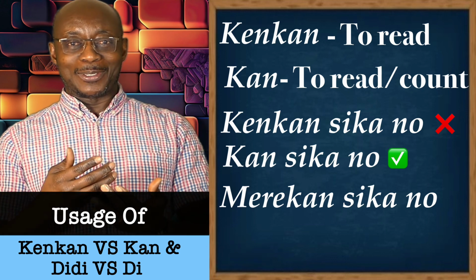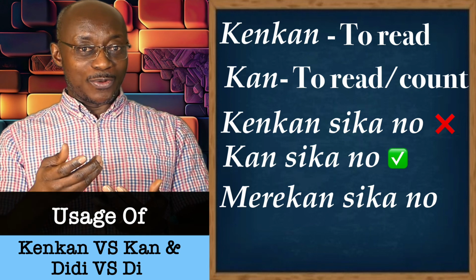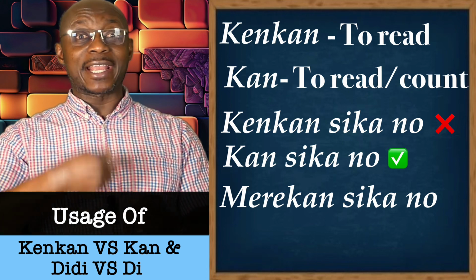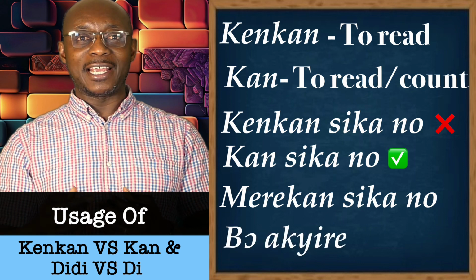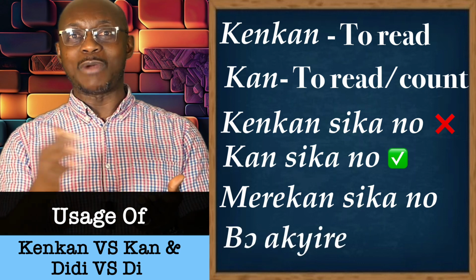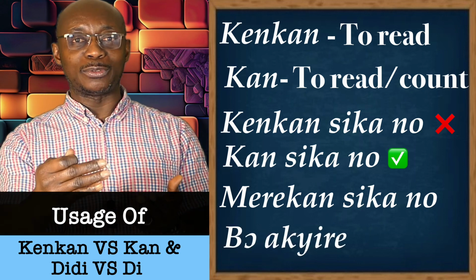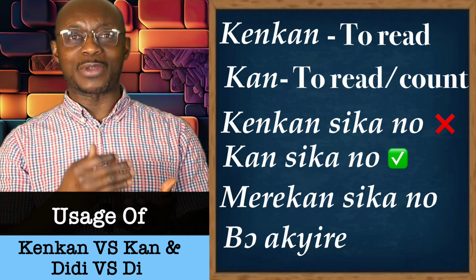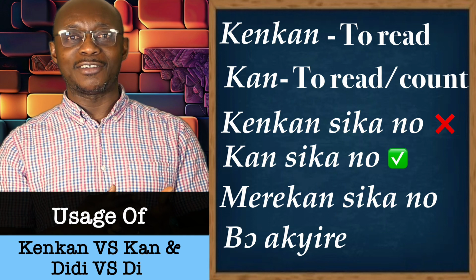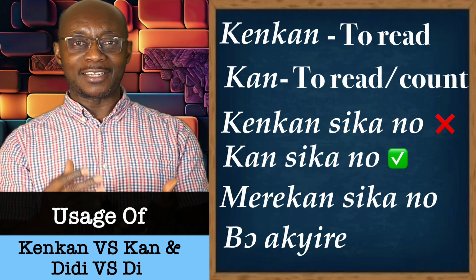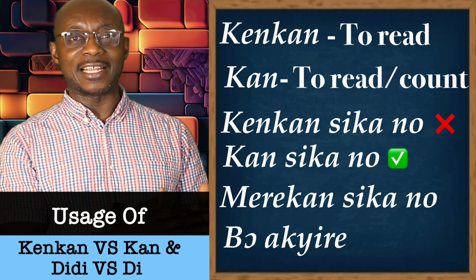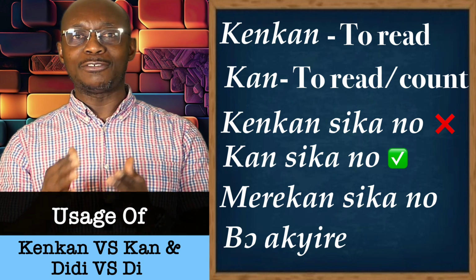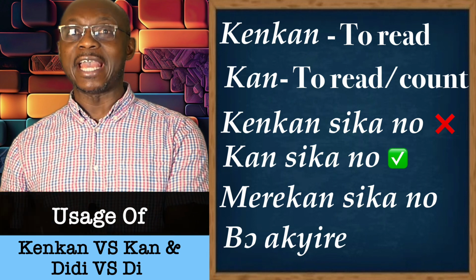And this is a bonus. When I count money before you and I give it to you to recount, I will say bwechire. Bwechire means recount, to check if everything is correct or if everything is okay. That is all for kenkan and kan. Now let's go to didi and di.